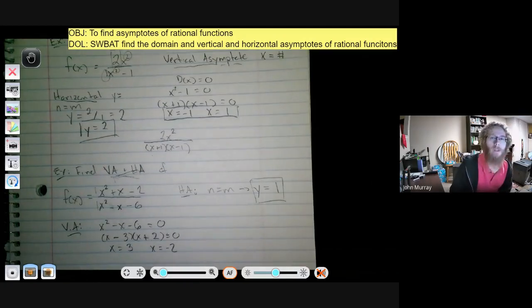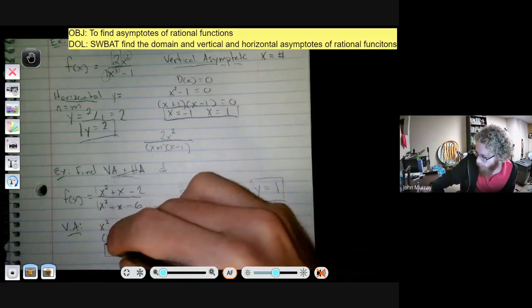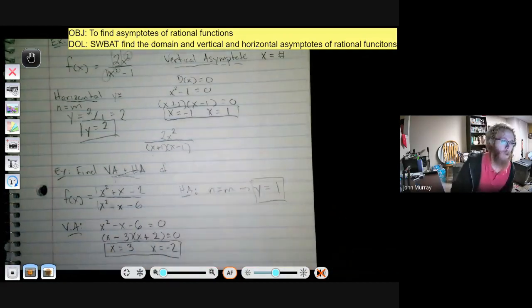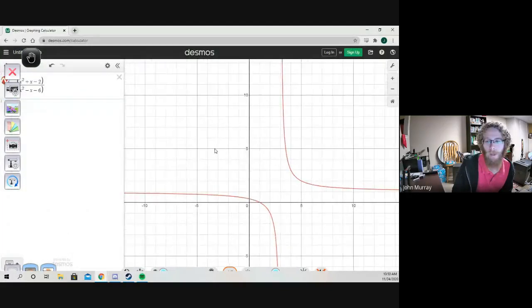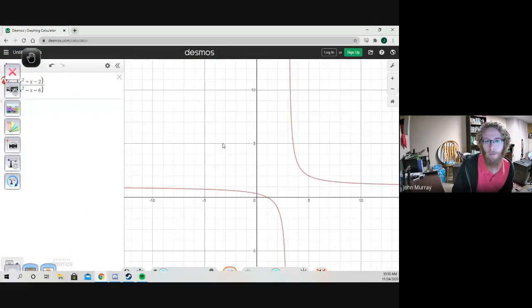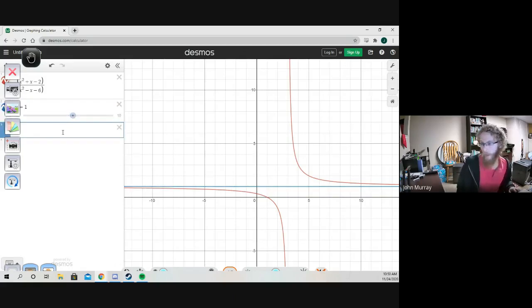So, like our last one, we have 1 horizontal asymptote and 2 vertical asymptotes. We had x equals 3 and x equals -2. But when we look at the graph, something's up. If I plot all my asymptotes, I get y equals 1 for the horizontal, and that matches up. That's fine, it doesn't cross.